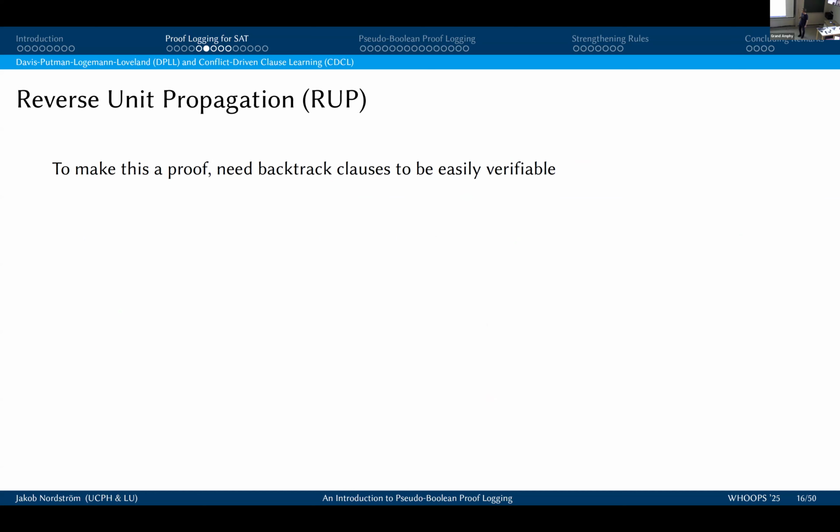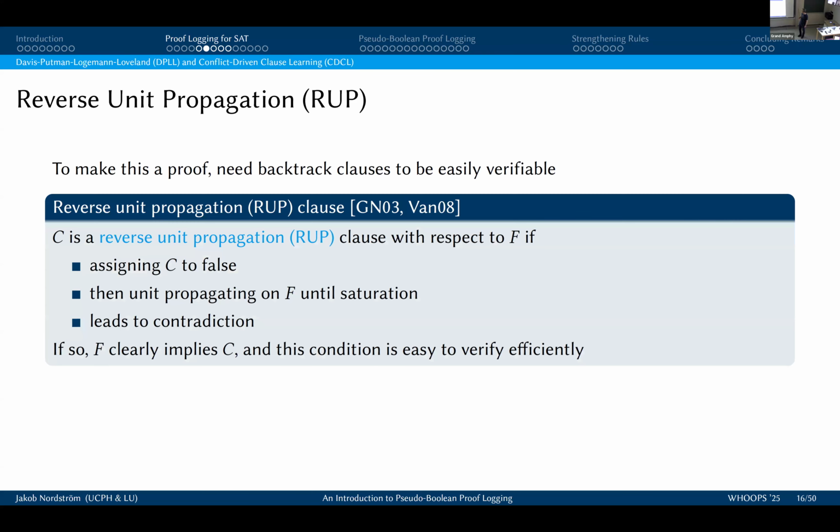The point I want to make now is that we want this to be a proof. As you could already see when I ran it on the previous page, it is kind of a proof, because I can claim these backtracking clauses. I can show that they're implied by reverse unit propagation. So what is reverse unit propagation?